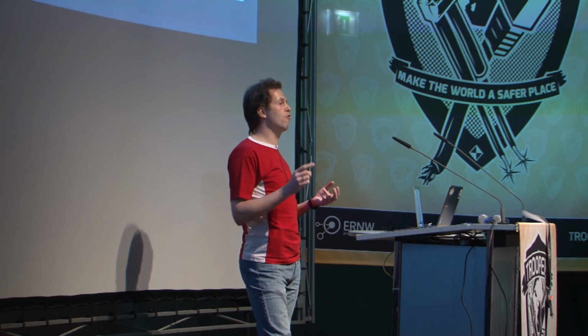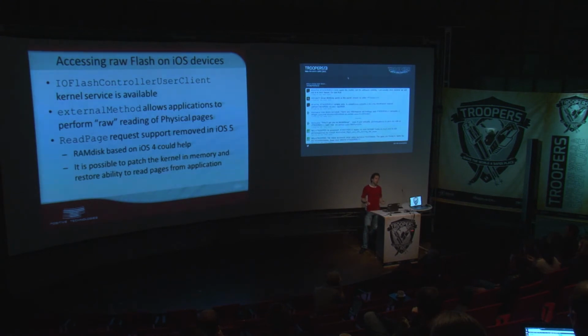So the kernel service still exists. It has external methods, so you could call it for obtaining flash geometry. You could find the number of banks, number of pages, number of bytes in the spare area, and so on. But you are unable to read pages. But there are at least two ways to bypass this limitation.